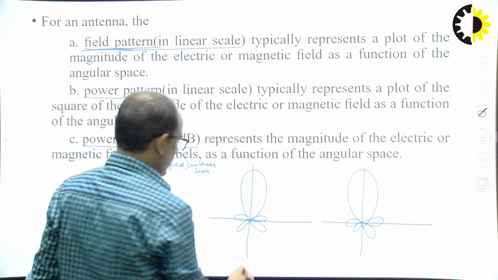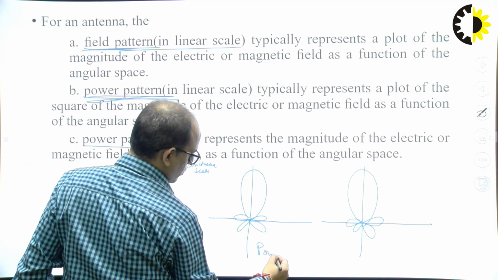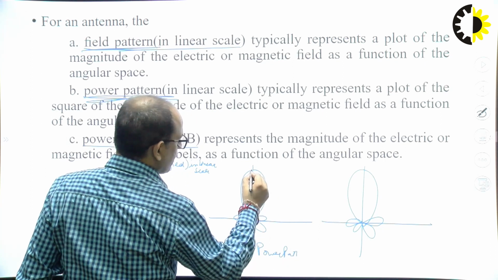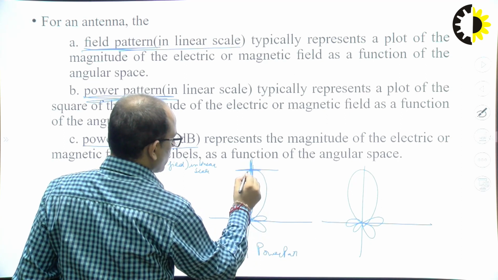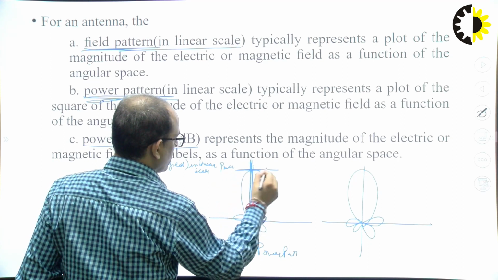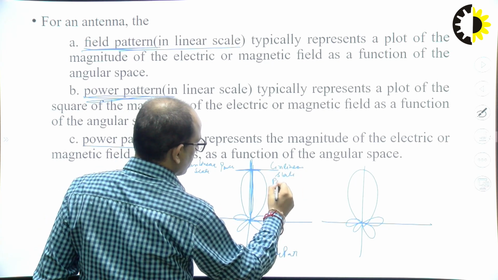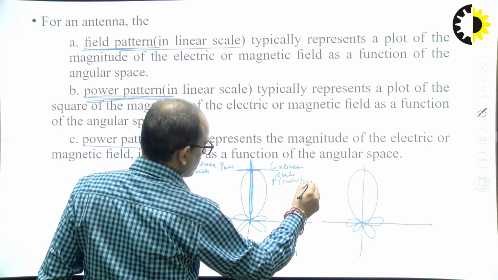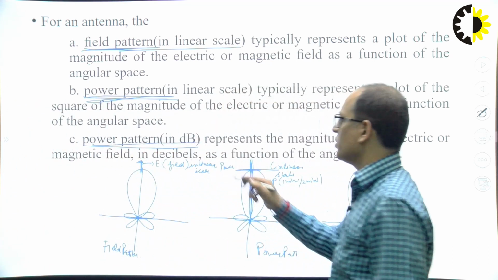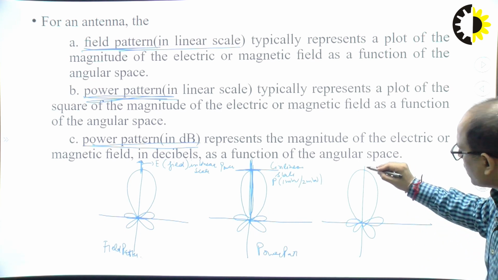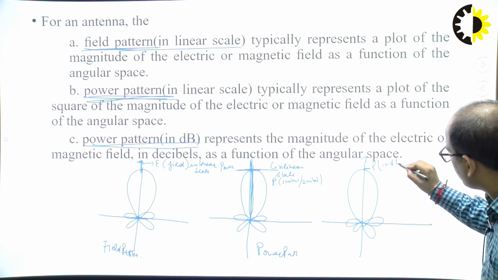Now this radiation pattern will be known as the power pattern in linear scale when this axis shows power in linear scale. Means you can say power in, let's say, 1 milliwatt, 2 milliwatt, anything. Clear? And this radiation pattern can also be known as the power pattern when it represents power in decibel form.